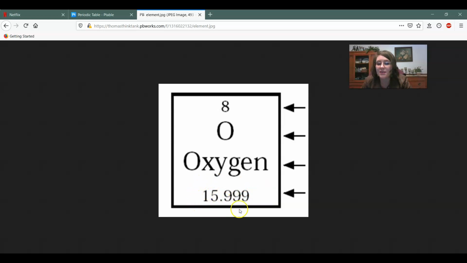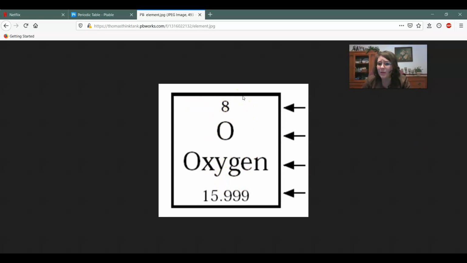So if we look at this, it's 15.99. I would round that up to 16. That would tell us that there are 16 protons and neutrons together. So if we have 8 protons, all we would have to do is subtract 16 minus 8 to find out the number of neutrons. So that is this information right here.